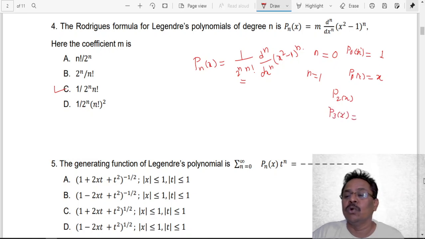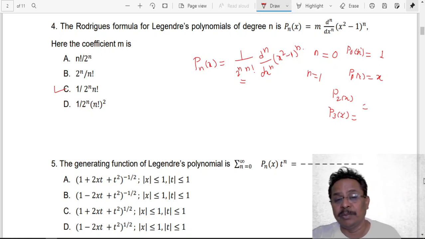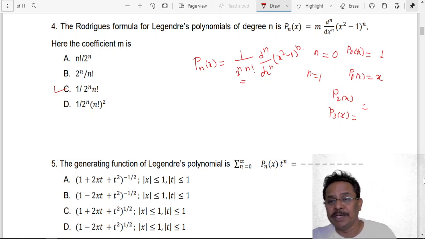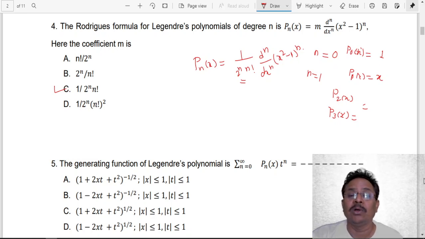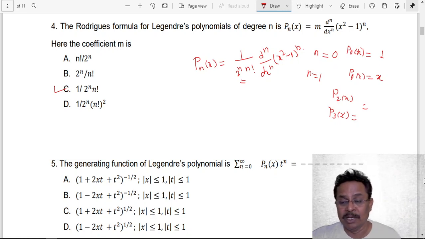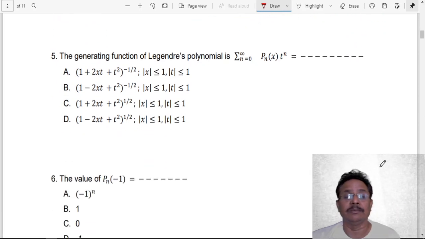Some of the questions asked may be based upon this. You will be given this Rodrigues equation. Based upon that, you can calculate the given polynomial, either Legendre polynomial or Hermite polynomial or Bessel polynomial or any other polynomial. That's what we have to remember for question number 4, and the correct answer is C, 1 upon 2 raised to n into n factorial.